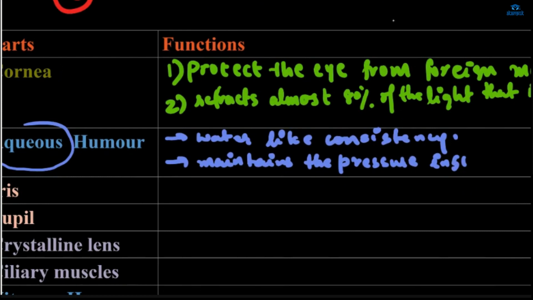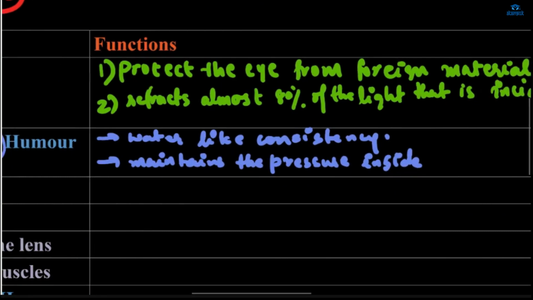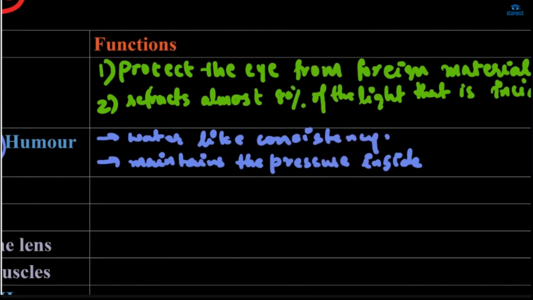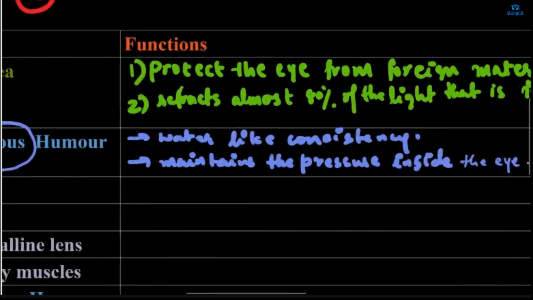Yeah, ma'am, your handwriting is not visible. Okay, I will just take a thin one of this. Maintains the pressure inside the eye. Is it visible now? Yes, ma'am. Okay, fine. Now I will write like this.